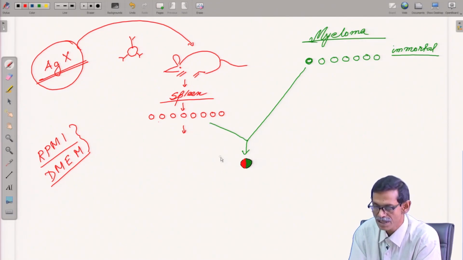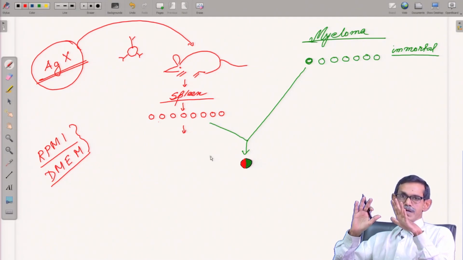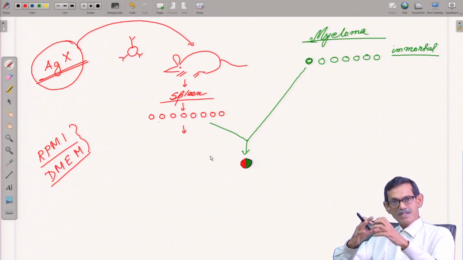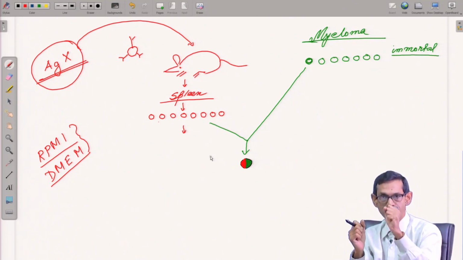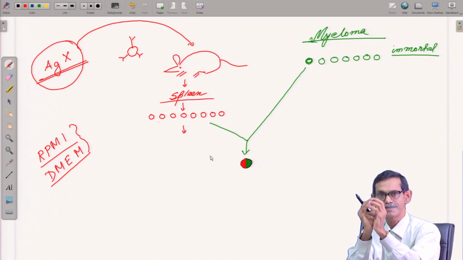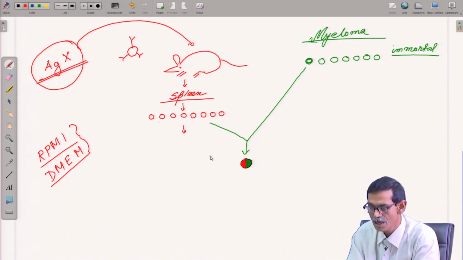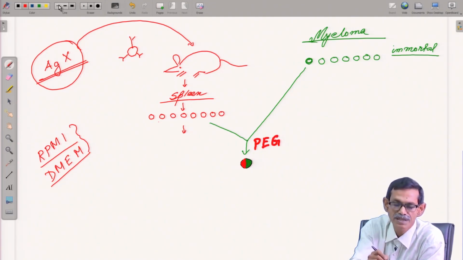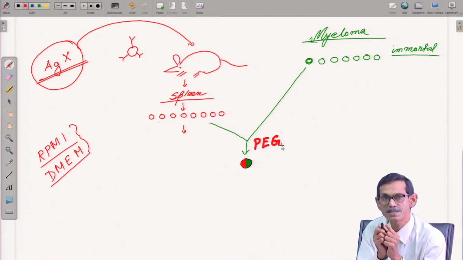They figured out what to do. You can do it in two different ways. One, if you put them in an electric field, they will fuse. Basically, you have to fuse these two cells. So, the B cell and myeloma cell you have to fuse and make them one, having both properties. So, you can do electrofusion or can use PEG, polyethylene glycol. PEG has the property to fuse the cells.